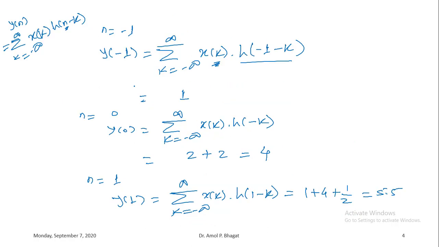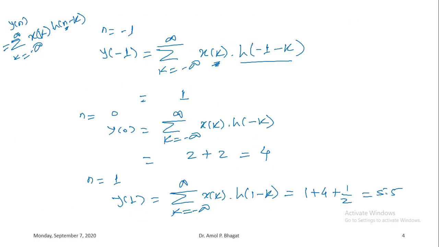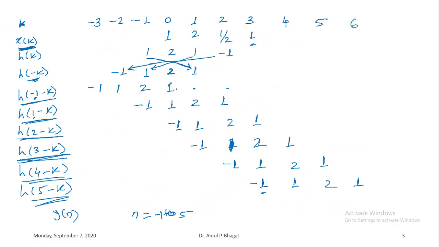So y of 5 will be again summation k equals minus infinity to infinity x of k into h of 5 minus k. You will be identifying, right? So how it will be identified again? So we will be multiplying this h of 5 minus k with x of k. So here only one value is there. Okay, that is minus 1 multiplied by 1 will be there. Okay, so minus 1 multiplied by 1. So it will be simply minus 1. The remaining values you can observe here.